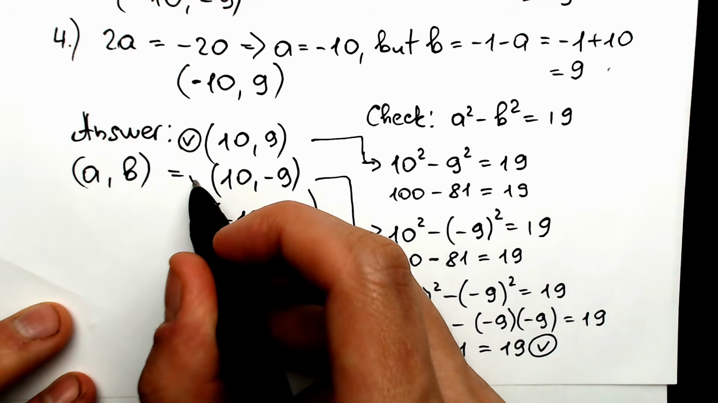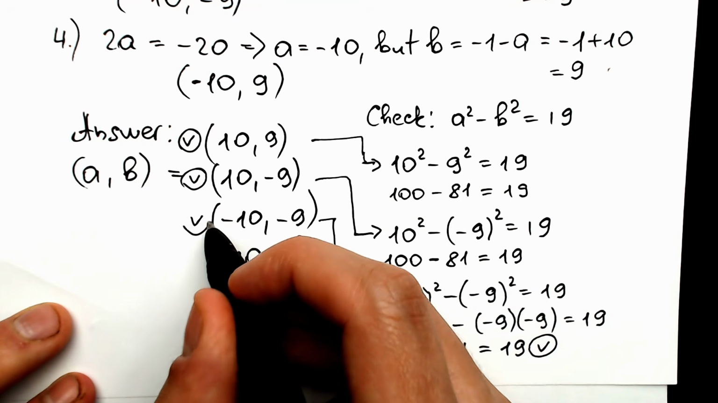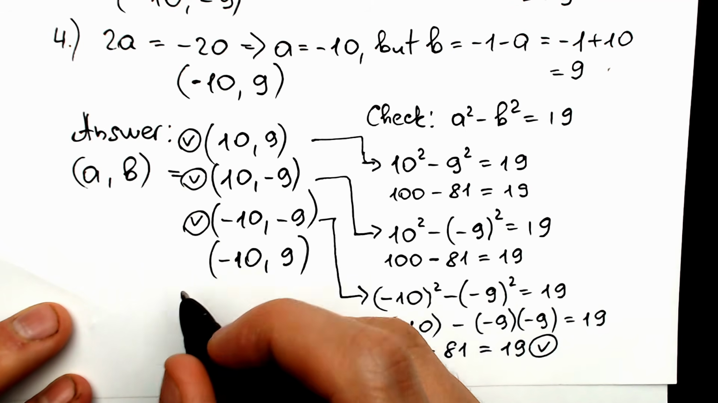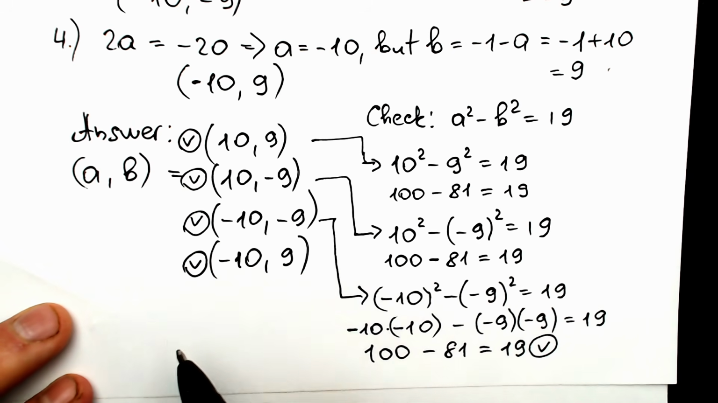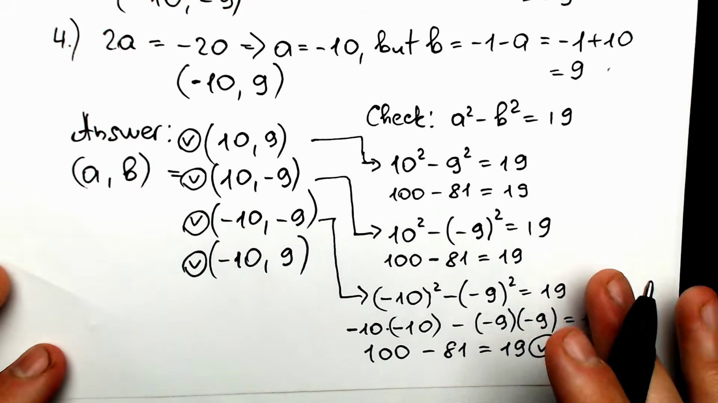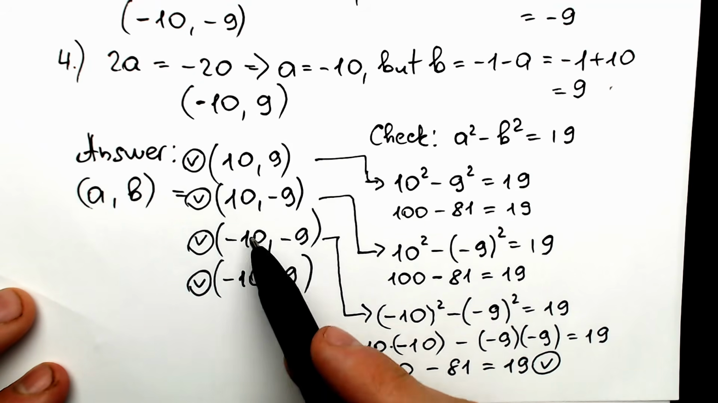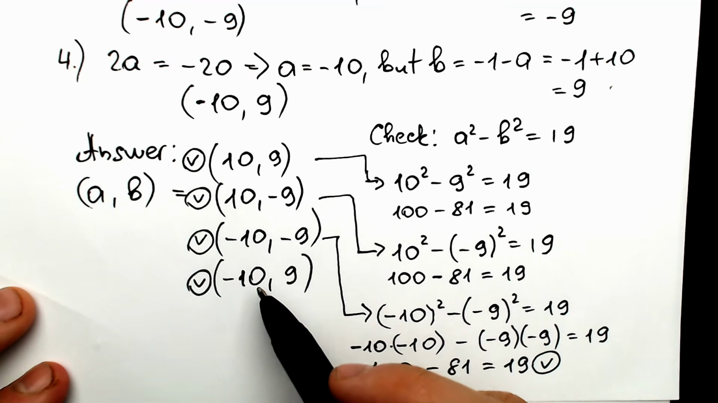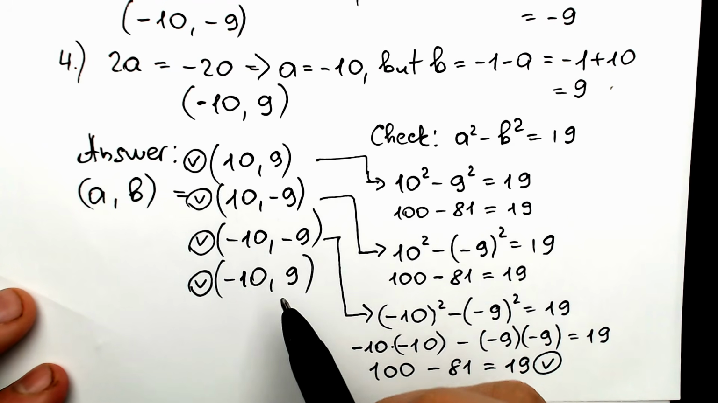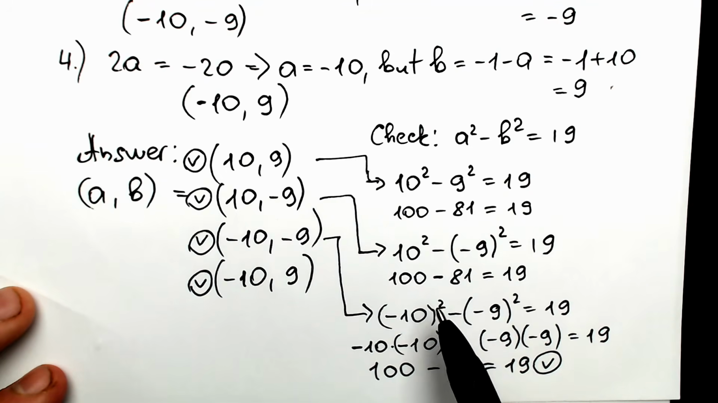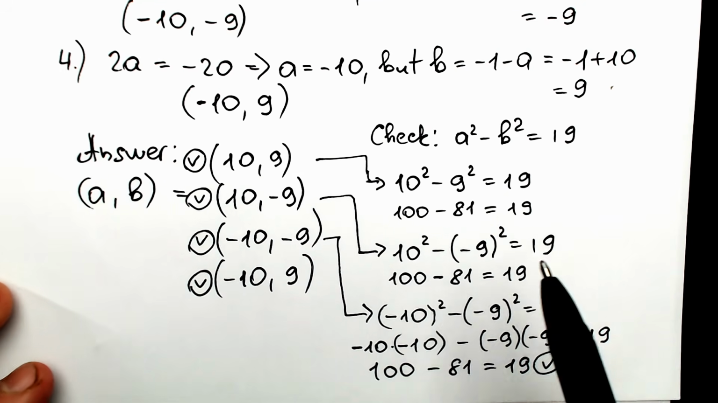So this root is good, this pair is good, this one, and of course you can easily see that this pair is good as well. We have 100 minus 81. So if we're talking about this question, we have four pairs: 10, 9; 10, minus 9; minus 10 and minus 9; and minus 10 and 9. We have four pairs, and we actually check this pair right here on the right side. So I really hope you understand.